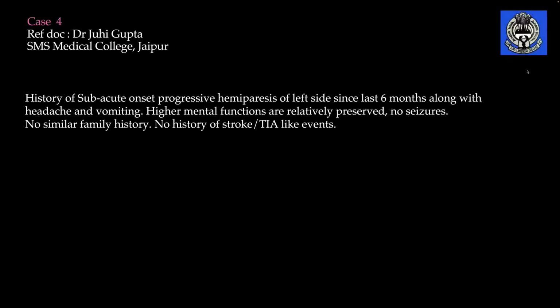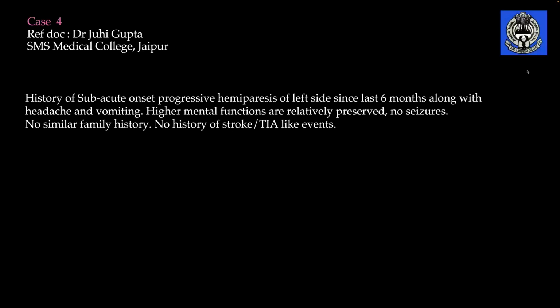Next case, Dr. Juvi. Okay, so this boy came to us with a history of subacute onset progressive hemiparesis of the left side, along with headache and vomiting. There was no history of recurrent TIAs or recurrent strokes, cognitive decline or focal epilepsy. The hemiparesis is progressive, but not suggestive of something like Rasmussen's or mitochondrial disease. They say it was gradually progressive, and when we saw the scans, it could corroborate.